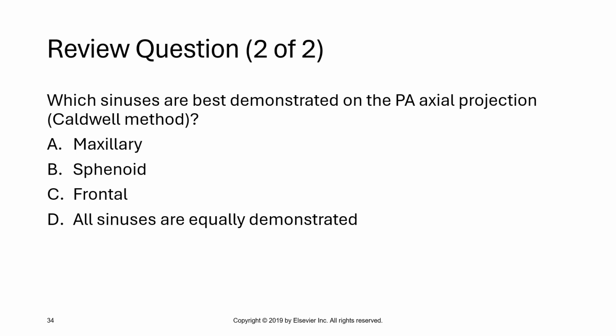Remember, for the Caldwell, the central ray exits the nasion, which is immediately inferior to the frontal sinuses. For the Waters, the central ray exits the acanthion, which is immediately inferior to the maxillary sinuses. So if you memorize the central ray exit point, that also gives you a clue as to best demonstration. Just think of the sinus cavity that's closest to the central ray exit point, and that's going to be your sharpest edge detail, because you have decreased OID for that part of the anatomy.